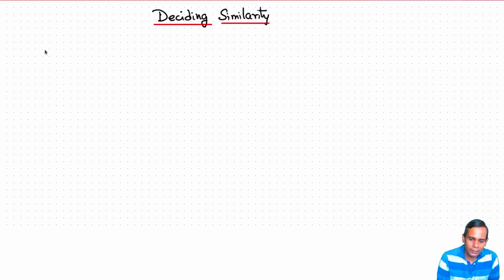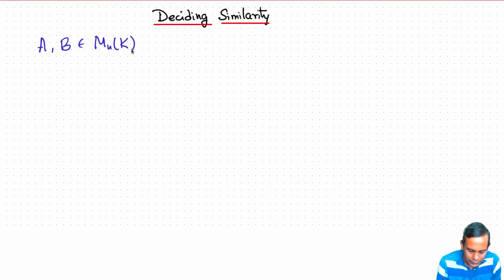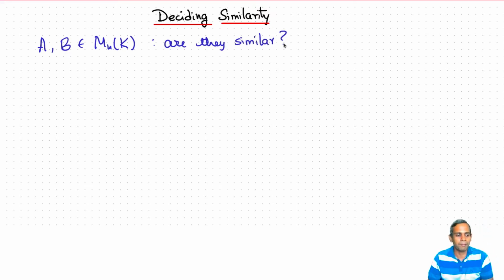So given two matrices A and B in M_n(K), how do we decide whether or not these two matrices are similar? We'll see in this lecture how to solve this decision problem.